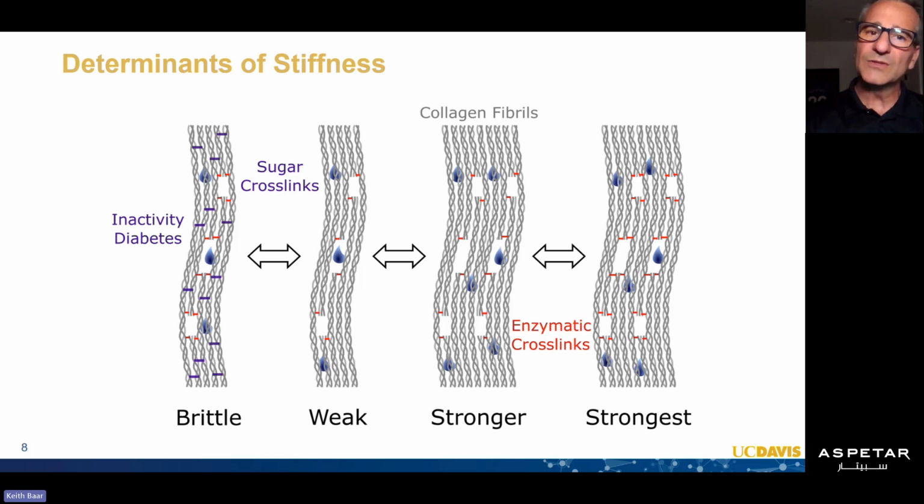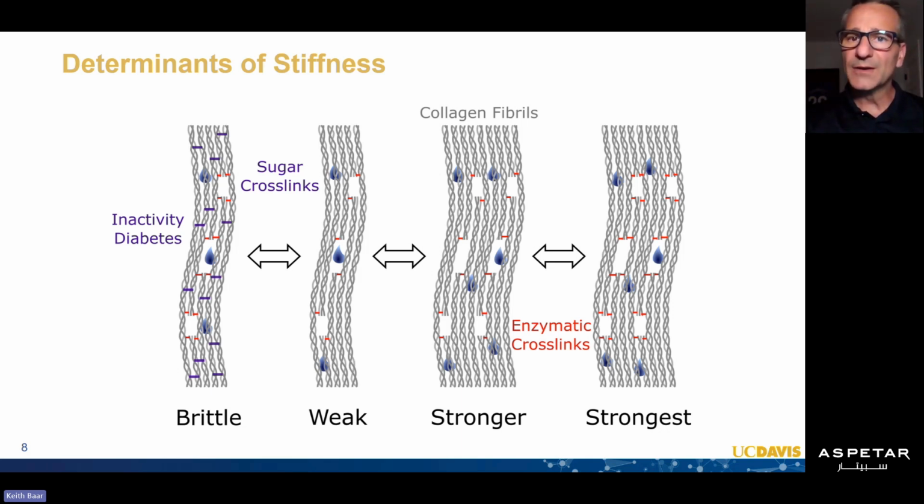But we can also get crosslinks from sugar, and sugar crosslinks are what we get if we have people with diabetes or if we have people who have undergone a period of inactivity. And those sugar crosslinks can also link the collagen molecules together, and that'll also make the structure stiffer. As we begin to exercise, what we do is we make more collagen fibrils within our tendons and ligaments, and when we make more collagen fibrils, our tendons and ligaments can get bigger.